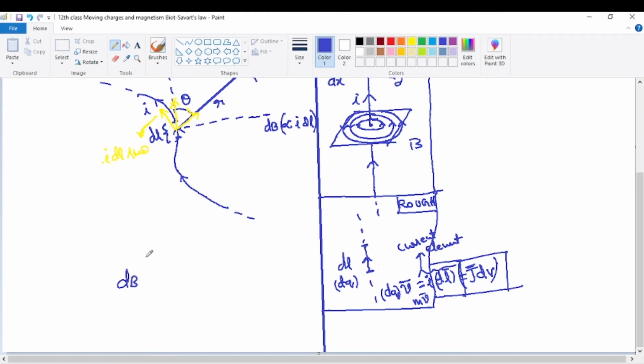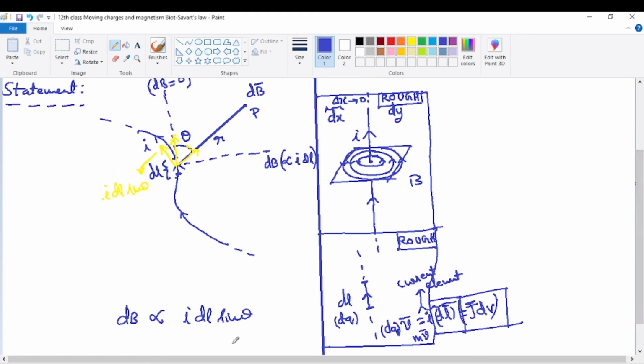The magnetic induction due to the current carrying element dl is simply proportional to what? I dl sin theta. So what is I dl sin theta? I dl is the current element. It's actually the product of the current and the length of the element and the sine of the angle theta. What is the proof for this? The proof we have seen using the components of a very simple vector, the charge momentum vector, which is nothing but the current element, the product of current and the elemental length, treating elemental length as a vector. So this is the first part of the Biot-Savart law.